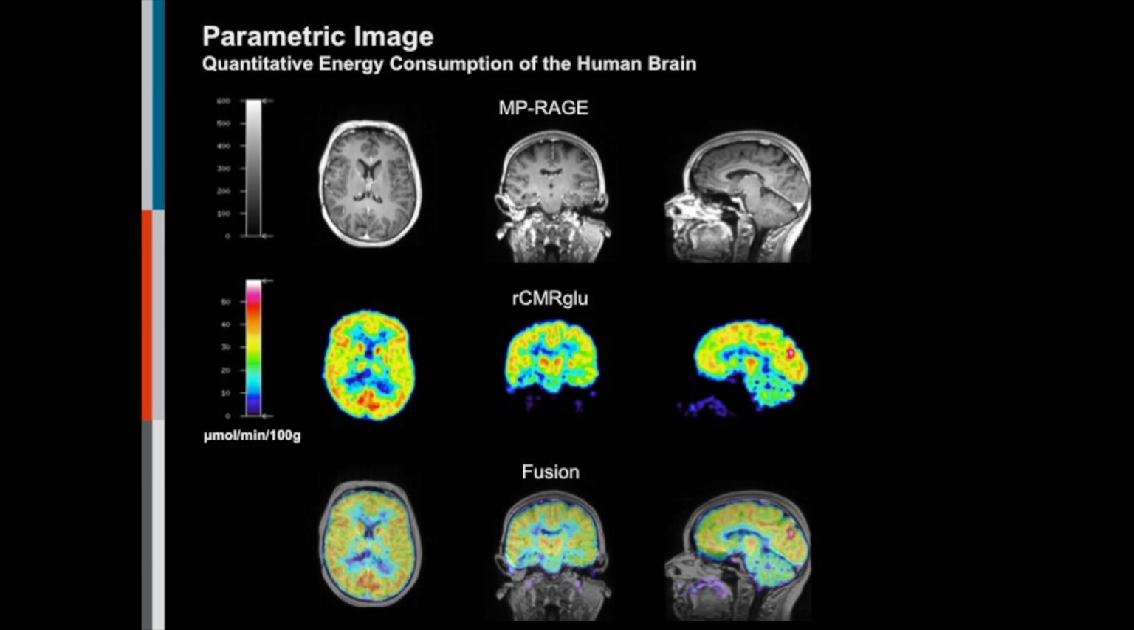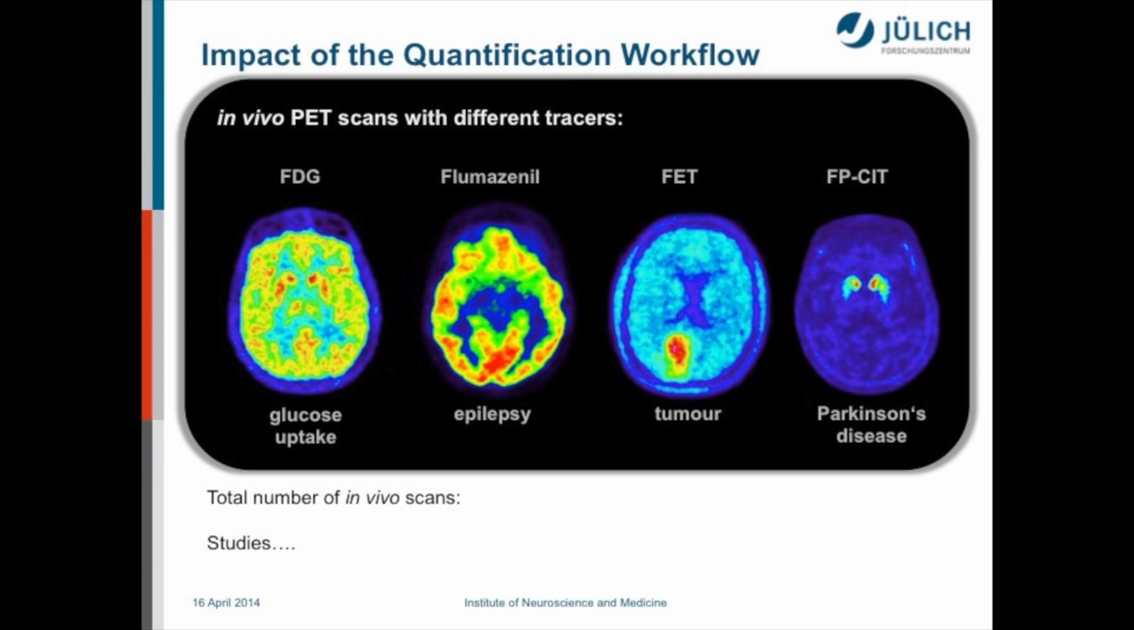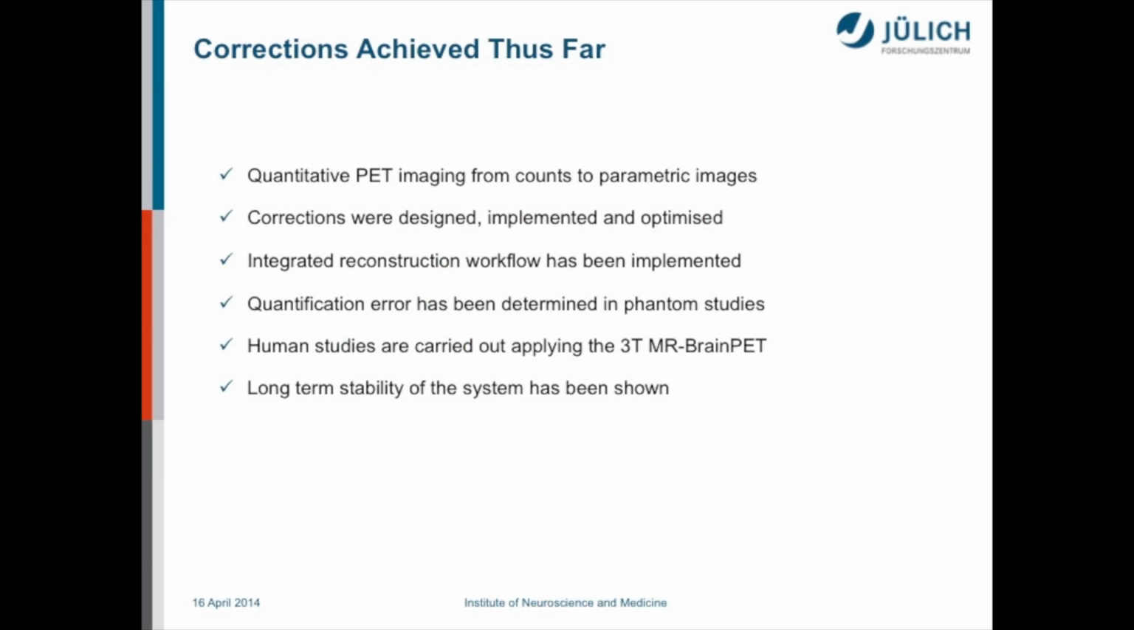And there are some results: quantitative energy consumption of the human brain. This is the MR, glucose consumption, and fused images. I just want to point out: quantitative. So we've overcome the issue of not having a transmission source in the magnet, and we can get quantitative results from PET. And we are now running, having created a complete workflow, FDG, flumazenil, FET, various other tracers, lots of different studies running with these tracers in the hybrid scanner.